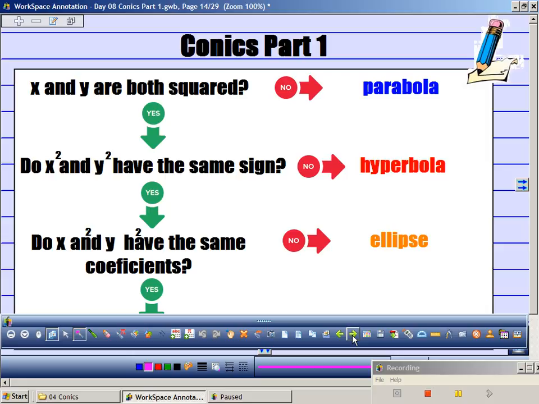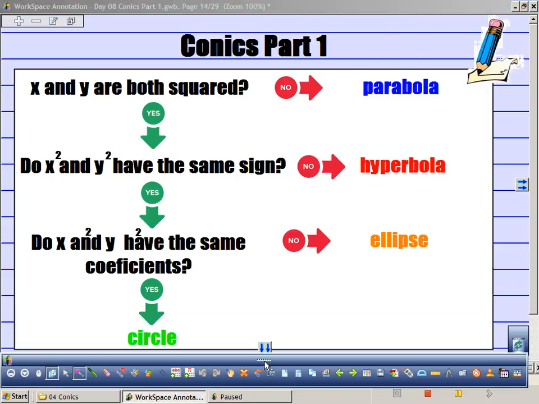Okay, moving on. So I need you guys to write this down. I'm going to explain it to you for a second, and then you're going to write it down in your notes, and then we're going to do a couple problems really, really quickly. Okay? All right. So, conics part 1.